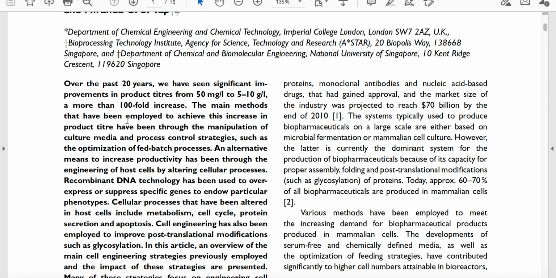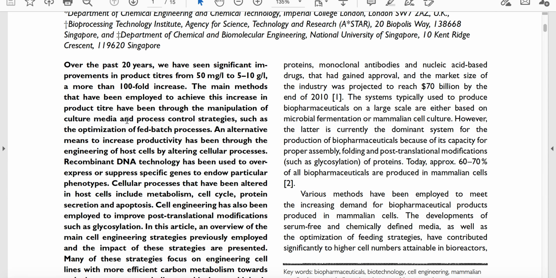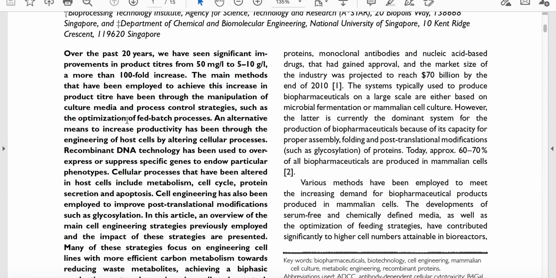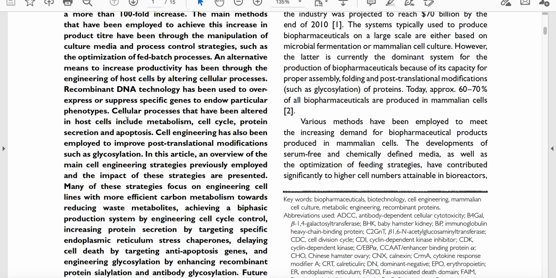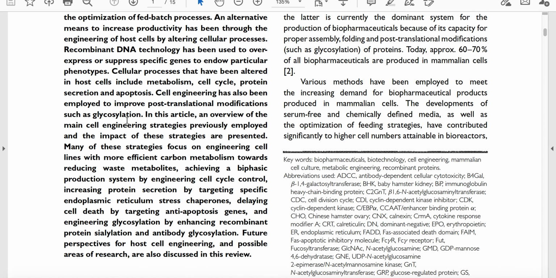Recombinant DNA technology has been used to overexpress or suppress specific genes to endow particular phenotypes. Cellular processes that have been altered in host cells include metabolism, cell cycle, protein secretion, and apoptosis. Cell engineering has been employed to improve post-translational modifications such as glycosylation.